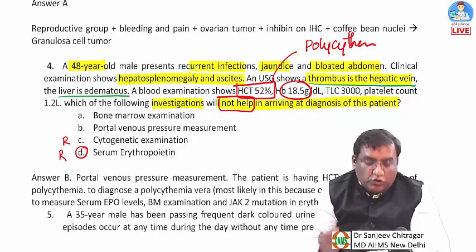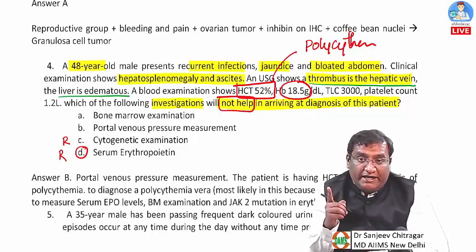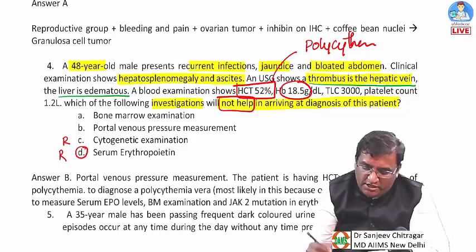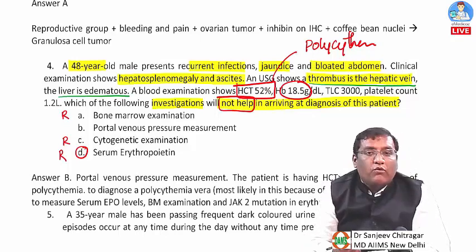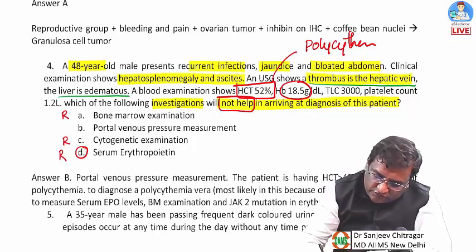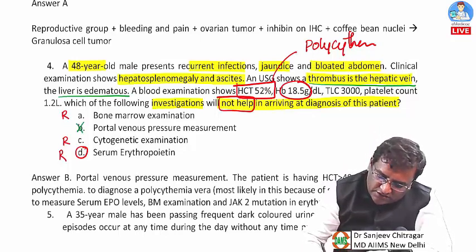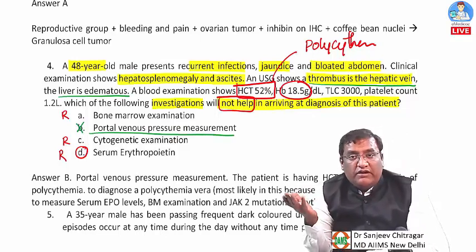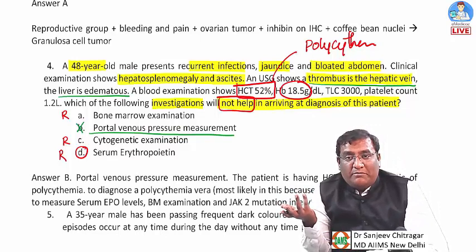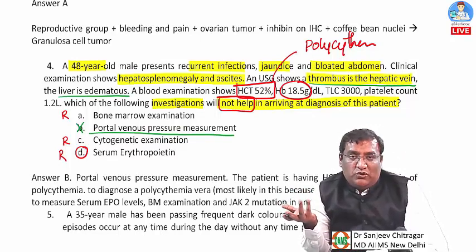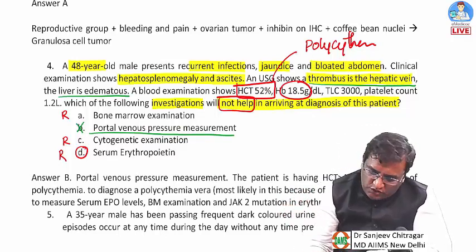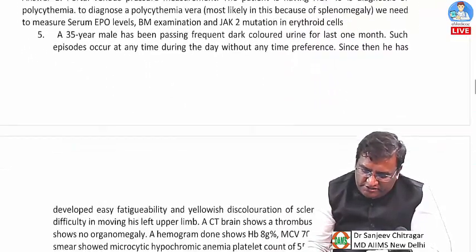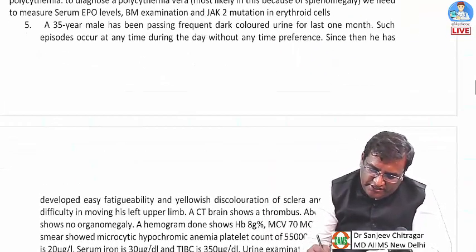Cytogenetic examination is also required for diagnosis, because if you are suspecting polycythemia vera, you need to do that. Bone marrow examination is also required. For diagnosis, portal venous pressure measurement will not help us. Although we are expecting portal hypertension to happen, that's not going to help in diagnosis here, right? Yes. So let us look at the next question, a little bit lengthy one.